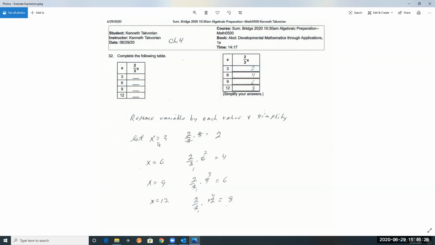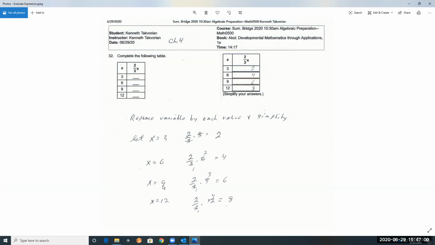So when x equals 3, we replace the x by 3, so it's 2/3 times 3. We can reduce, that gives us an answer of 2. So when x is 3, the value of the expression is 2. Let's try it again when x is 6. 2/3, replace the x by 6. Let's reduce first: 3 into 6 is 2. Calculate, 2 times 2 is 4. So when x is 6, the value of the expression is 4.